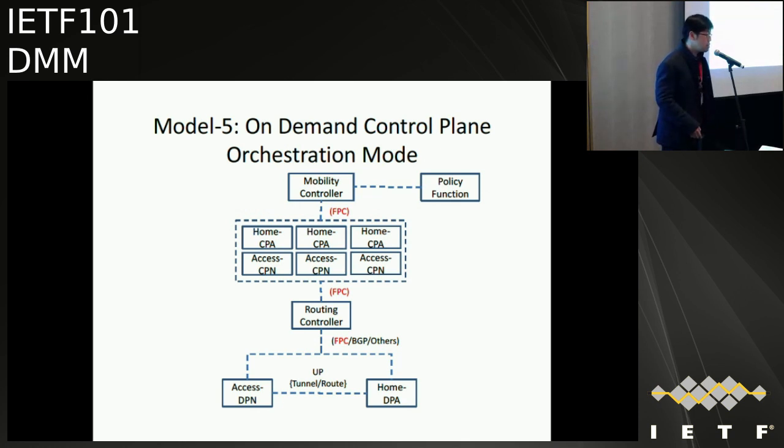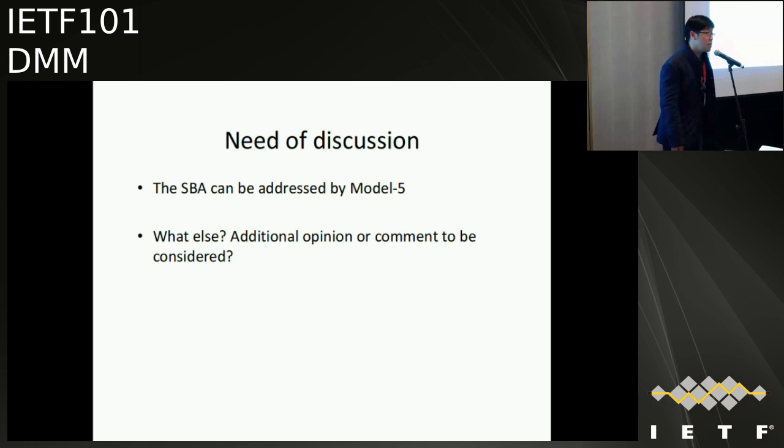In the big picture, what we have just done is adding some interfaces between the mobility controller and the control plane function pools, and also between these control plane functions and the routing controller. So nothing has been changed except adding these interfaces. But we are also asking whether there is anything else, any additional opinion or comment to be considered. And if not, is it good enough or not? So in terms of that, we solicit your comments and opinions.